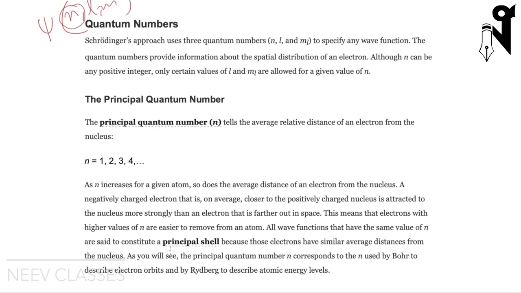It is the principal shell. It means the shell n = 1, 2, 3, 4. These will have subshells. So this has just one subshell, which is 1s. This has an s and a p. This one has s as well as p as well as d. This one has s, p, d, f.